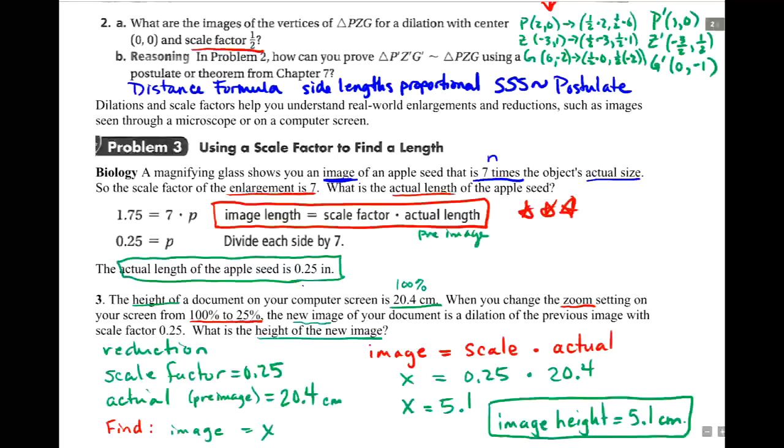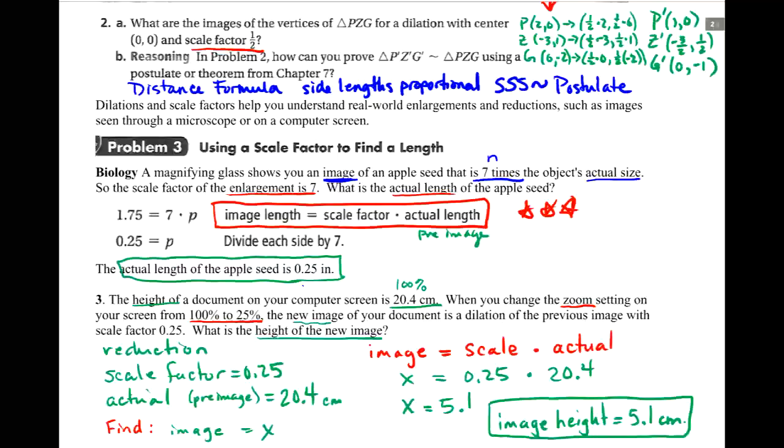So I wrote all this down. I have a reduction. My scale factor is a fraction. Decimals and fractions are the same thing. It's a fraction, so that's good. I know it's a reduction. I know that my actual, or my pre-image, height is 20.4 centimeters, and I want to find the height of the new image. So I'm going to call that x. And I use my fancy equation from just up above. Image equals scale times actual. Image is what I want. My scale is 0.25. My actual is 20.4. Just multiply it out. And my image height is 5.1.